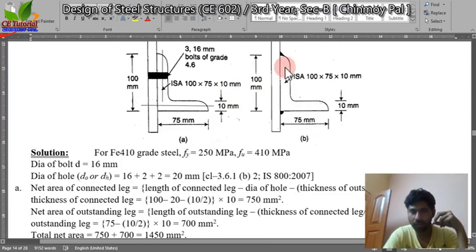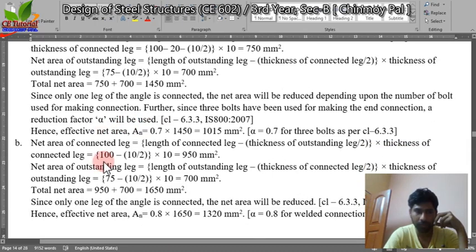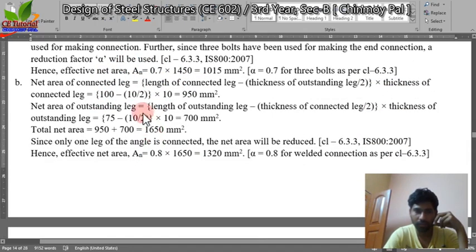And for this case B, there is no deduction for hole. Okay, that's why only the hole you have to avoid.